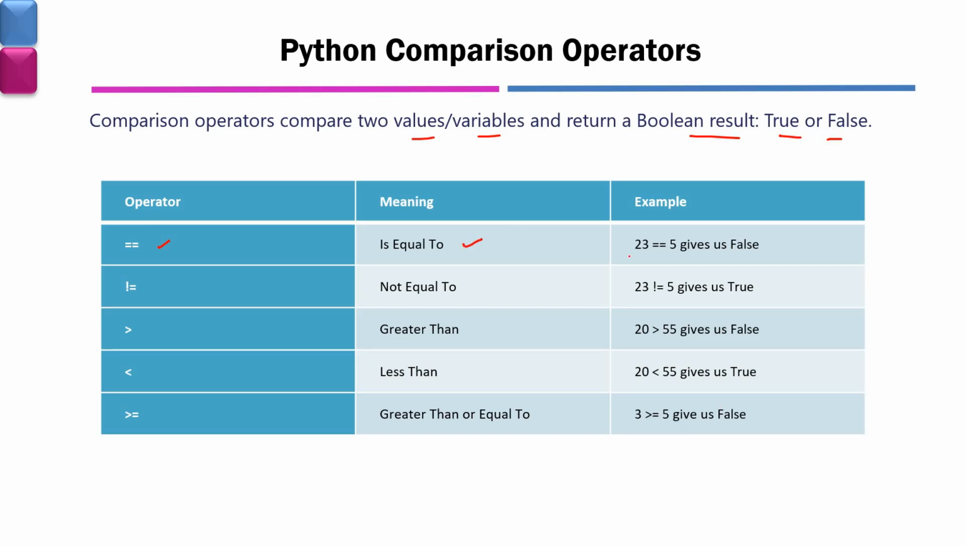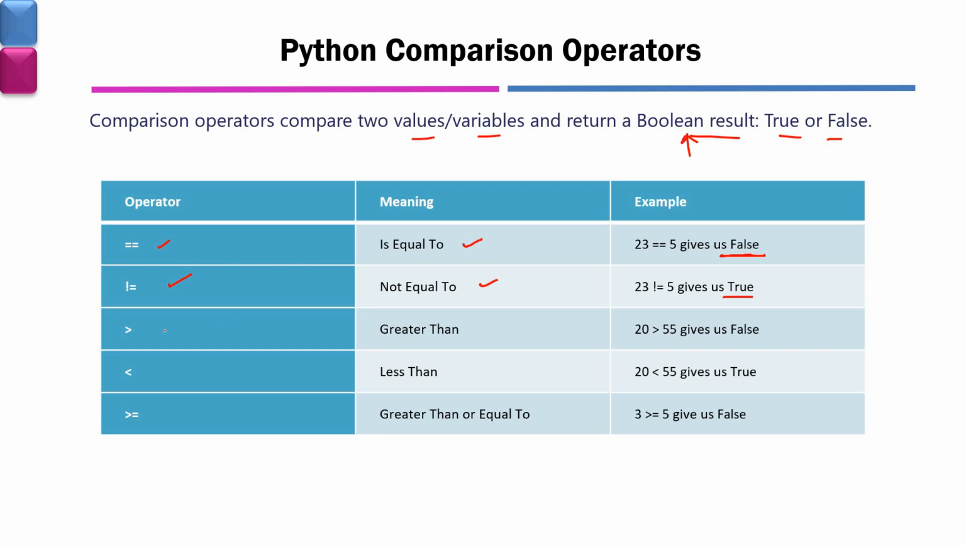Example, suppose 23 == 5 means what? Is 23 equal to 5? No. So it gives us false. The result will be false in this case. Remember, it will always give you a Boolean result, either true or false. Not equal to, this is the sign. So whenever you are writing 23 != 5, this gives us true. Why? Because 23 is not equal to 5.